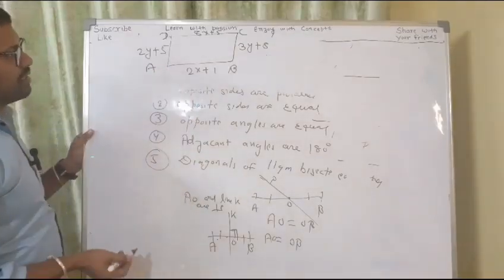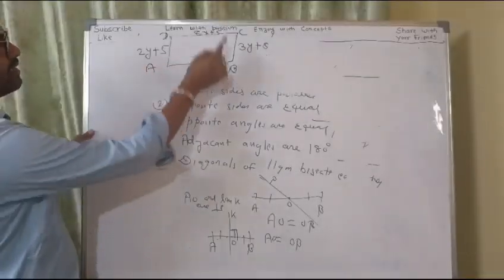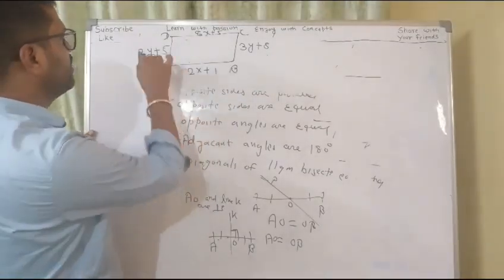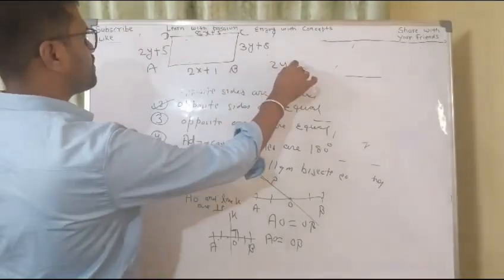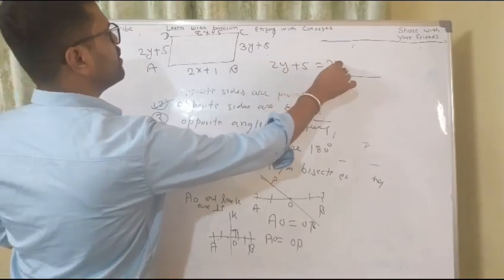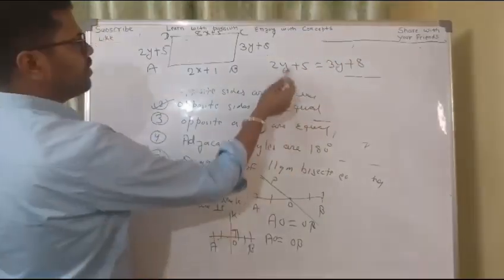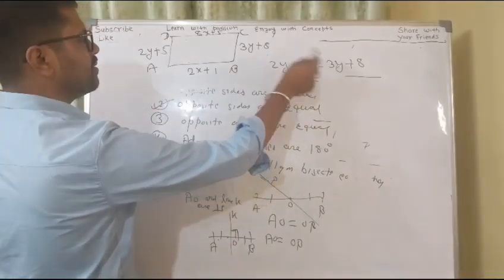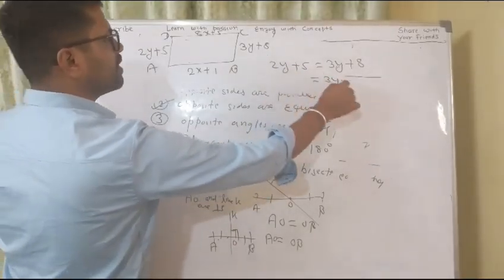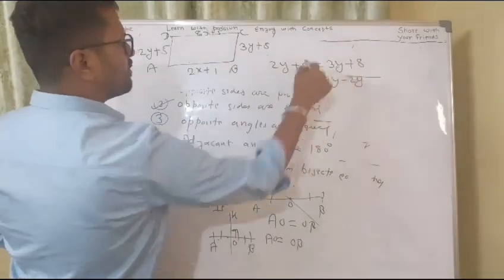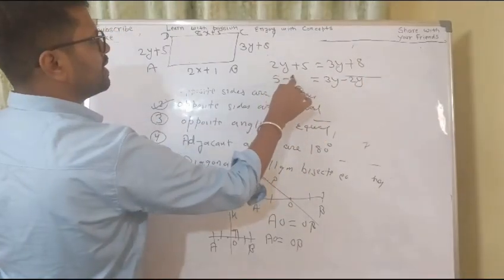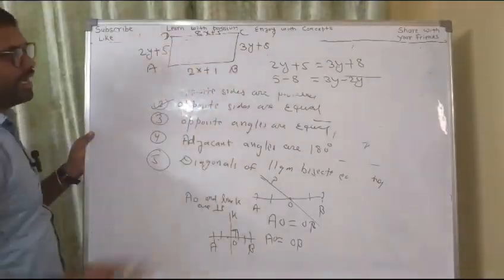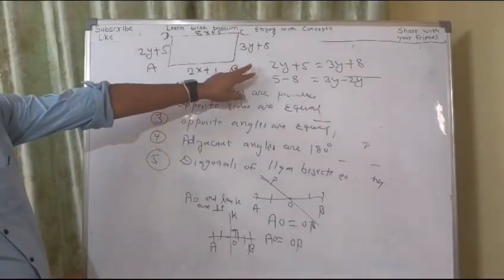If they ask a question like this, and they say ABCD is a parallelogram, we have to use that opposite sides are equal. So we can say 2y plus 5 equals 3y plus 8. Now we can find the value of y. For this we simplify: 2y will go to that side, and 8 will come to this side. So 5 minus 8. Like that we can find the value of y and the value of x. So this is one type of question.